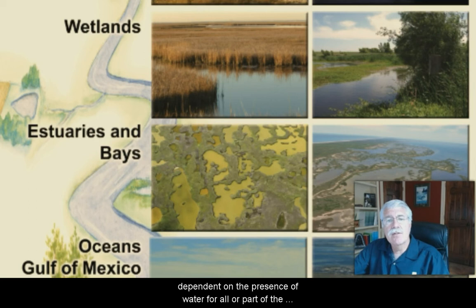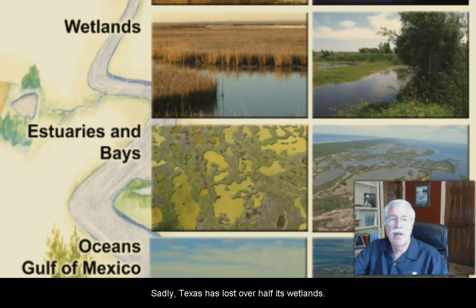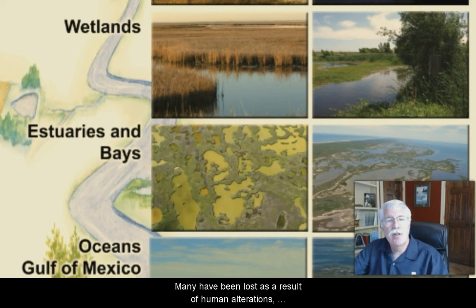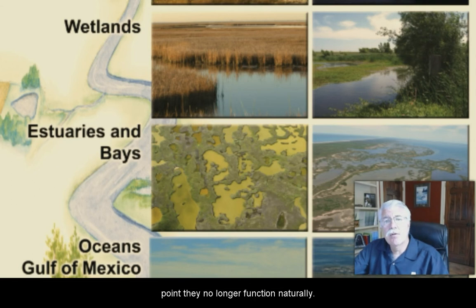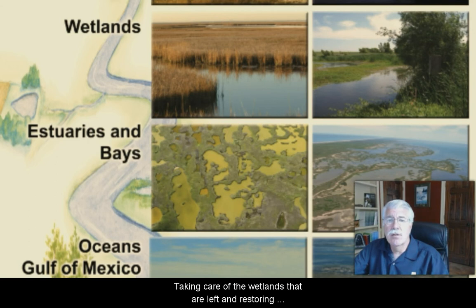Wetlands are dependent on the presence of water for all or part of the time. Because of this, wetlands that do not have water in them year-round can sometimes be difficult to recognize and protect. Sadly, Texas has lost over half of its wetlands. Many have been lost as a result of human alterations such as draining and filling. Many of the wetlands that are left have been partially filled in, some have been polluted, and some have been altered to the point that they no longer function naturally. Taking care of our wetlands that are left and restoring them are among the biggest challenges facing natural resource managers today.